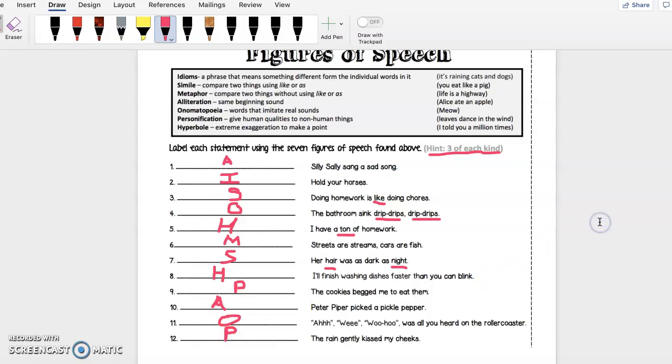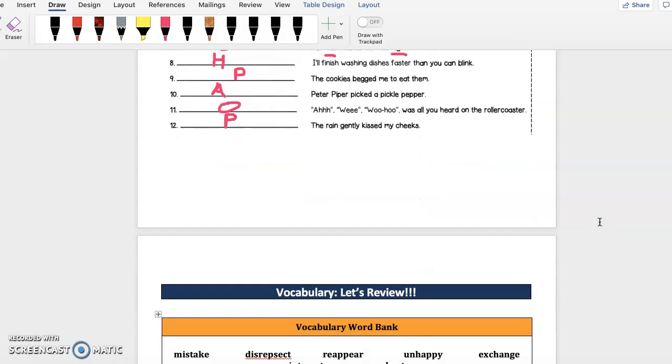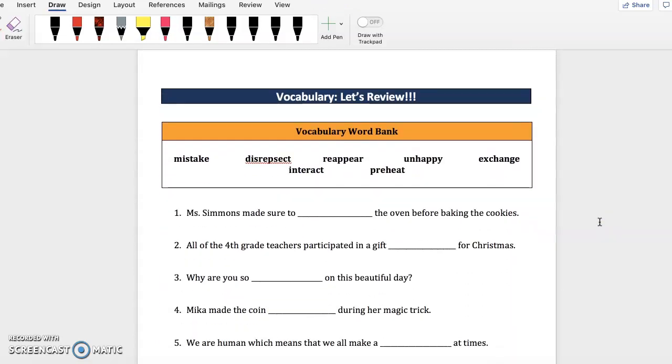Okay, good. So thank you guys for trying your best on that. I know that that was a little difficult. Let's move on to the vocabulary.